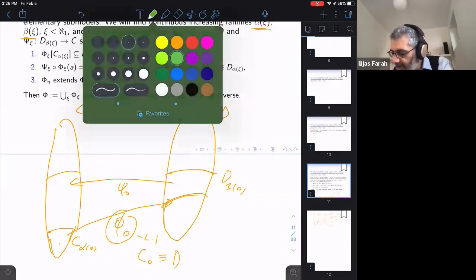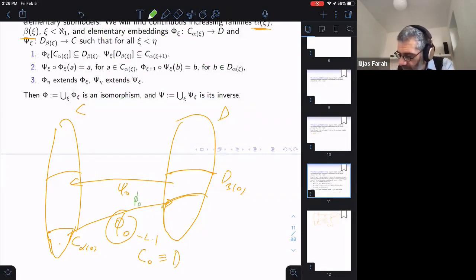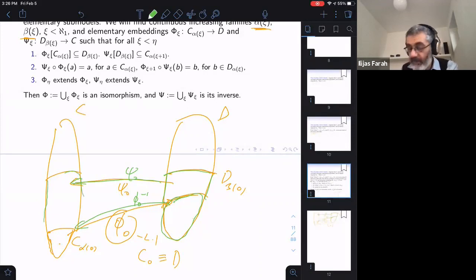Let me use a different color for going the other way around. So now we have an elementary embedding from this image into C. This is elementary because C alpha zero was elementary in C. And we have this big algebra. So by the second part of the lemma, this elementary embedding can be extended to this bigger separable algebra. And that is C zero. And so C zero is an elementary extension of that.